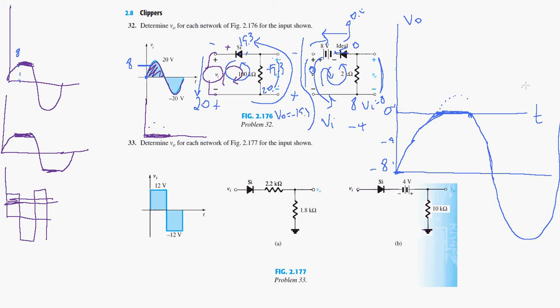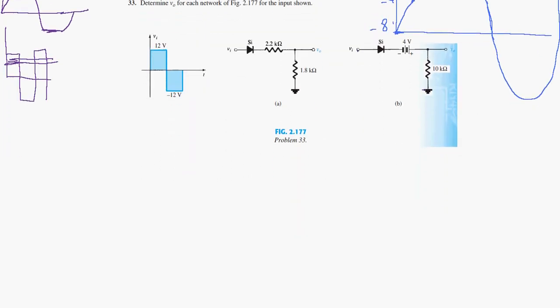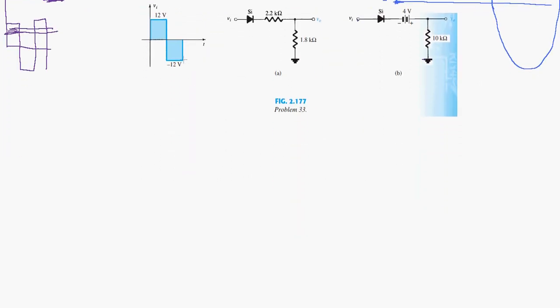Here we have another example. Here we have a square wave, amplitude 20 volts, and we're just looking at this circuit here. Remember, we have a voltage source here, VI plus and minus, and here we complete the circuit. We're looking at the voltage across the resistor. Look at the polarity of this diode here, and it's a silicon diode, so 0.7 volt drop here.